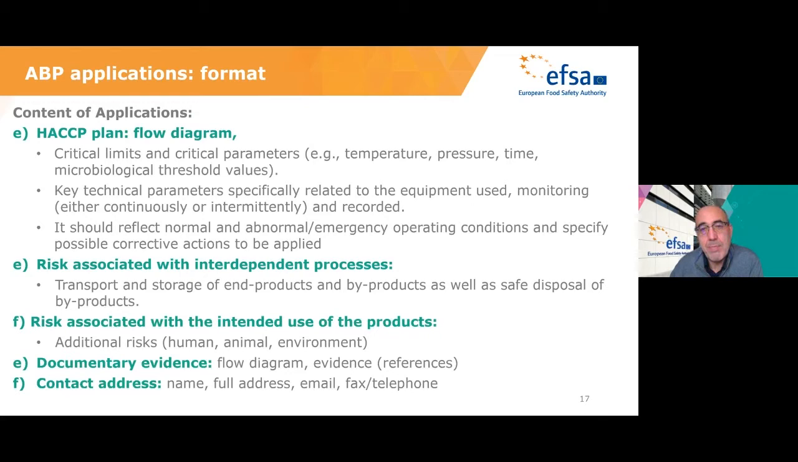Also, the hazard plan should be designed describing the normal operating procedures, but also any emergency that could occur during the process and what actions are going to be triggered in order to correct the emergency, any contingency that could occur. Two more points: the risk associated to the interdependent processes. Basically, is there any risk associated with any of the co-products, with the transportation, the storage or the disposal of the byproducts or co-products?